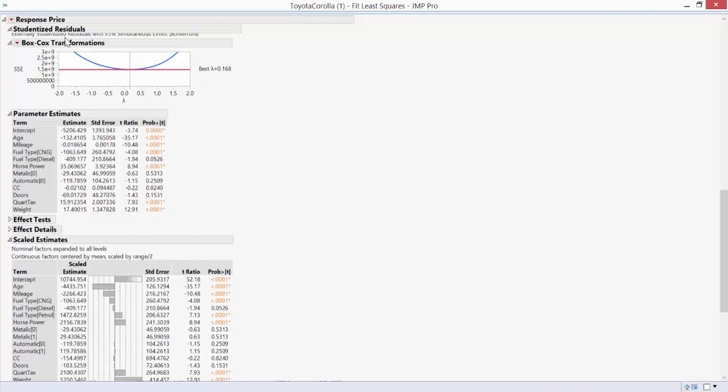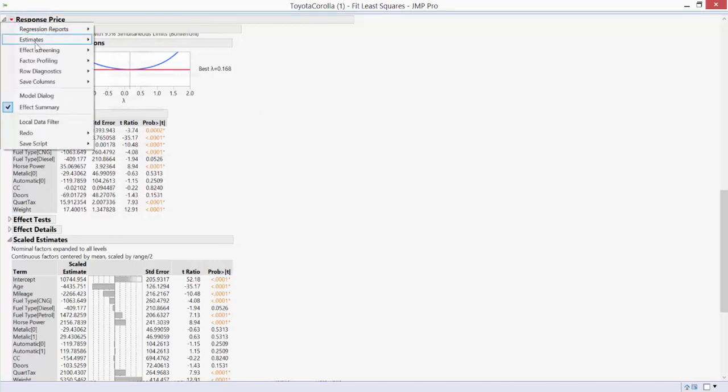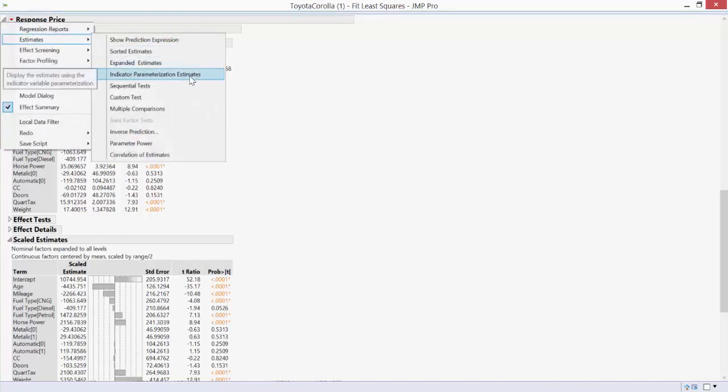Show prediction equation, yeah. Where is it? Under estimates. Under estimates, okay. Estimates. Oh, okay, yeah. Show prediction expression right there.